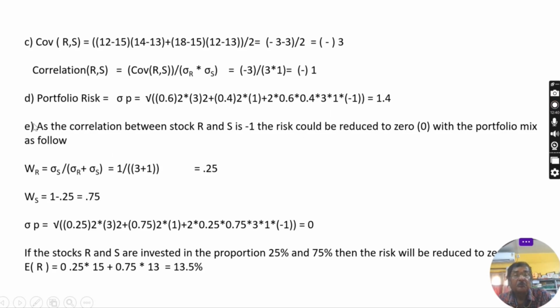Now come to point E. What would be the proportion of mixing in the portfolio so that the risk will be reduced to minimum? As the correlation coefficient between the returns of stocks R and S is -1, we have already learned earlier that the risk could be reduced to 0. That we will check also. But what will be the proportion of mix-up? That is the question. The formula I have already shown on my previous page.